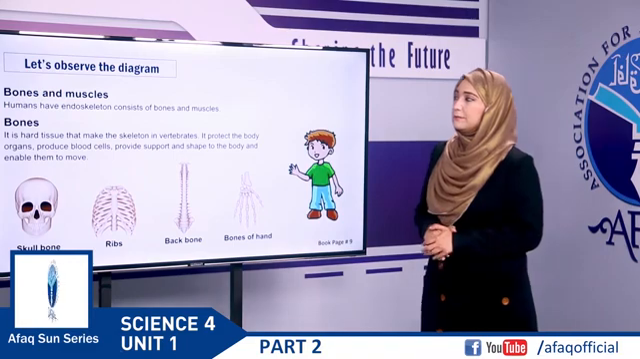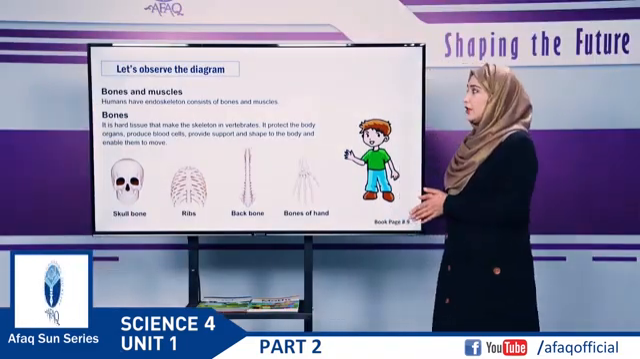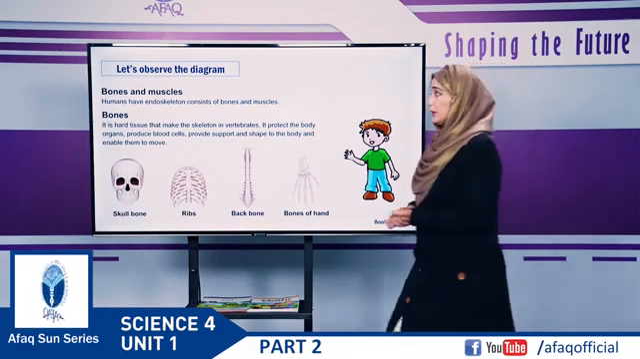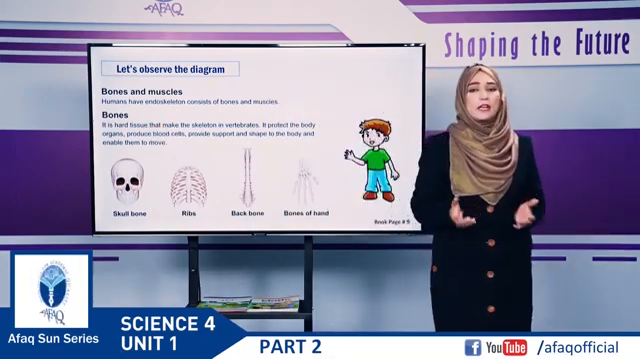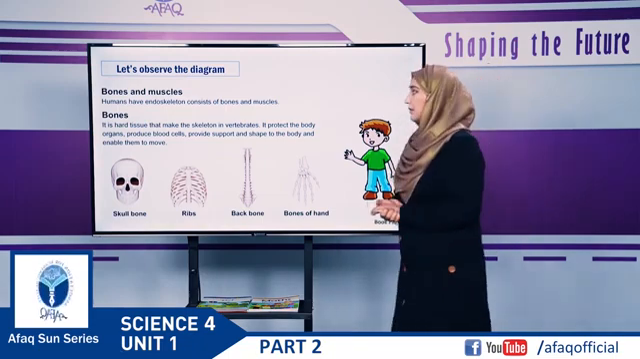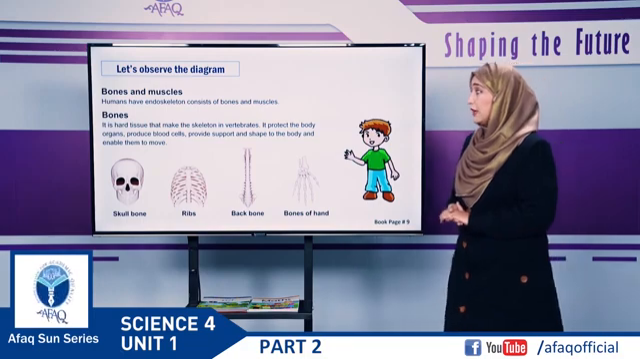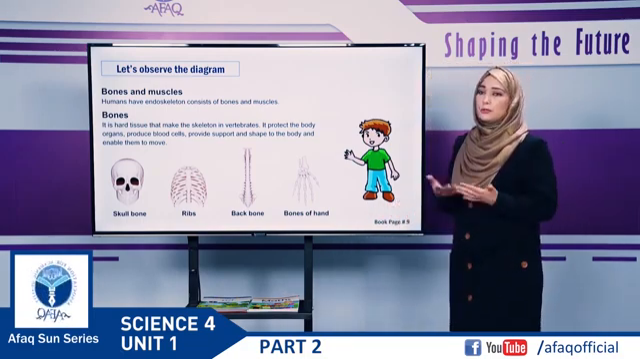Bones and muscles. Human endoskeleton is made of bones and muscles. So what are bones? Bones are hard tissues that make our skeleton. What do bones do? Bones protect our body organs. They produce blood cells, they provide support, and they also shape your body.